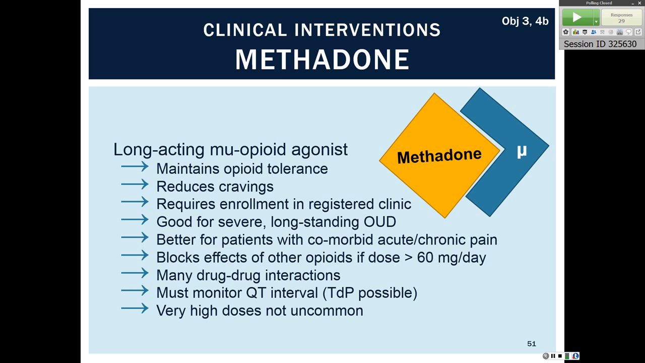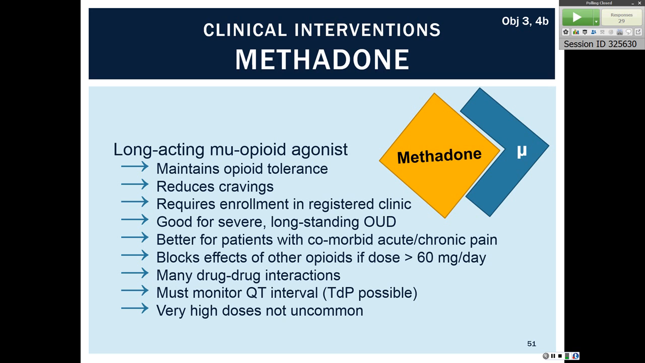And then we also maintain your tolerance so that if you do use again, you won't overdose, because overdose depends on how tolerant you are of a certain amount of opioids. And then we also prevent you from having cravings to use again. So it's a threefold approach that something like methadone is taking. It maintains your tolerance to prevent overdose. It prevents cravings.